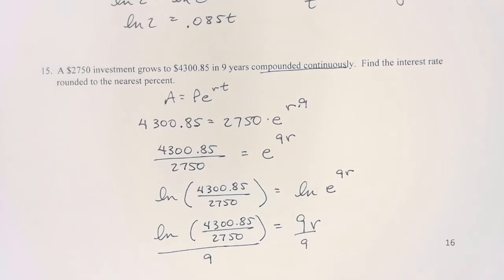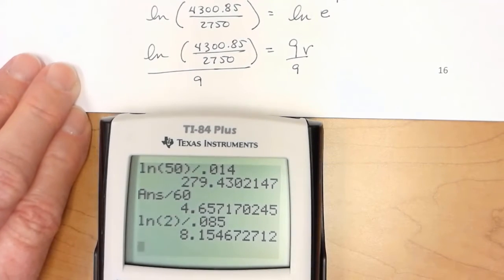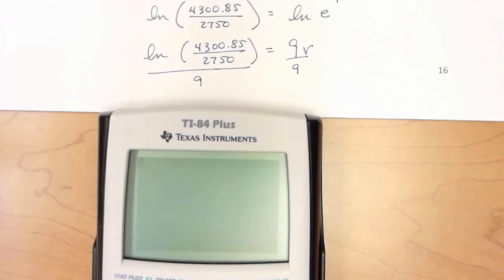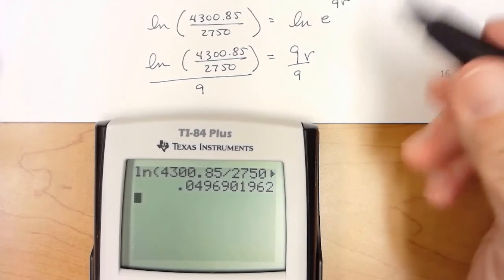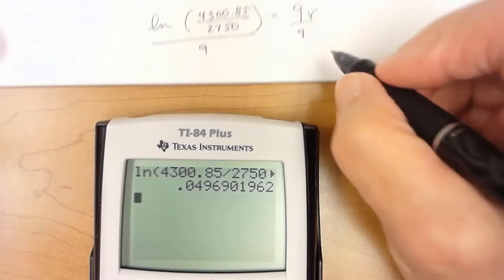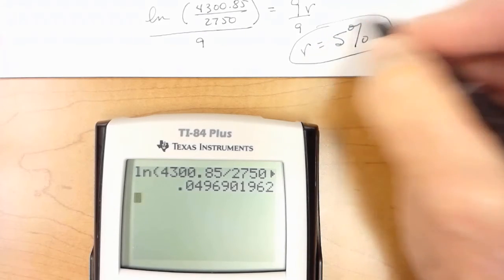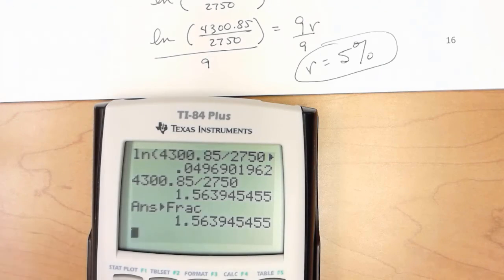So let me bring my calculator over for this one. So natural log of 4385 divided by 2750. And that in turn is going to be divided by 9. So round to the nearest percent. So looks like that would be what, 5%? So r would equal 5%. So that's it for this video. Thank you.